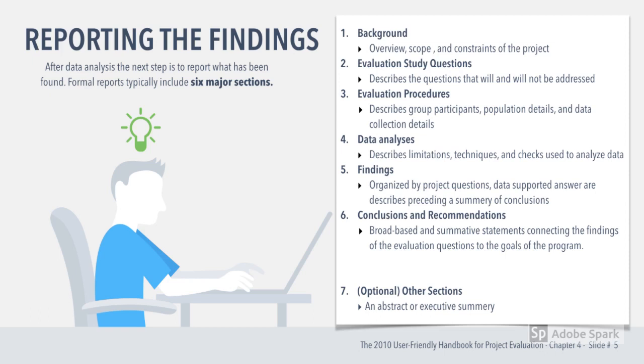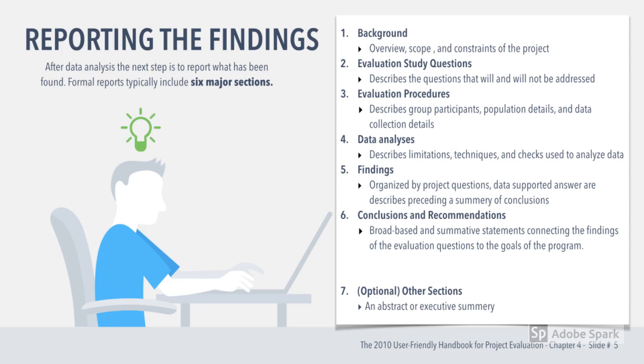The third step is evaluation procedures. This section of the report describes the groups that participated in the evaluation study and discusses how the particular populations were chosen. If comparison groups were included in the evaluation, it is important to indicate the equivalence or explain how the problem of imperfect equivalence was addressed.